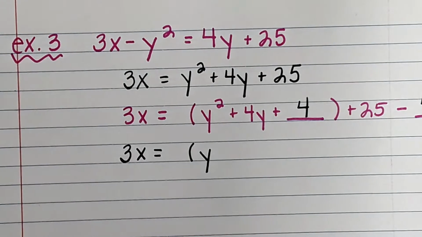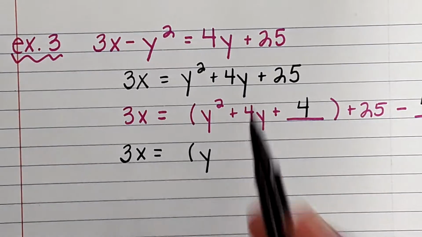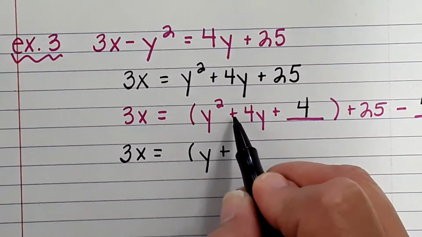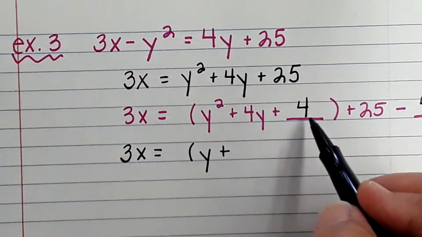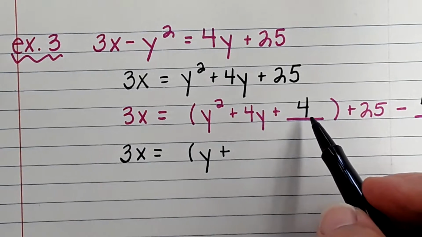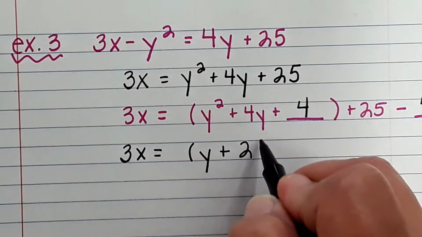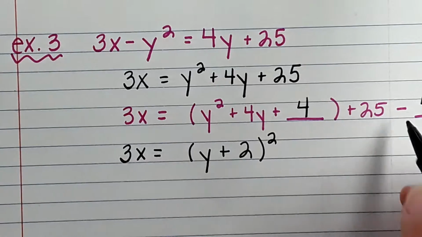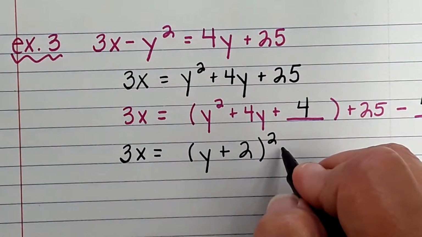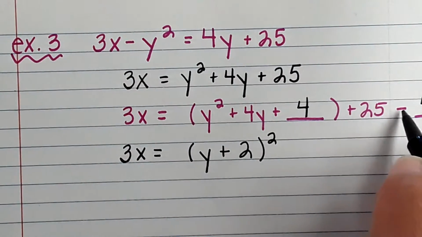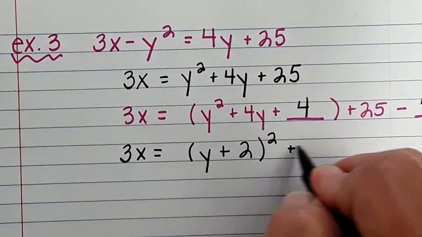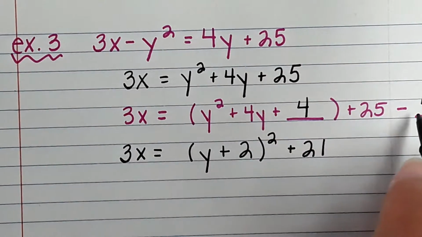Now we're going to rewrite it in vertex form. Since this is positive, this will be positive. Again, these two should match. What is the square root of 4? And then 25 minus 4? 25 minus 4 is 21. Okay, so we've completed the square.